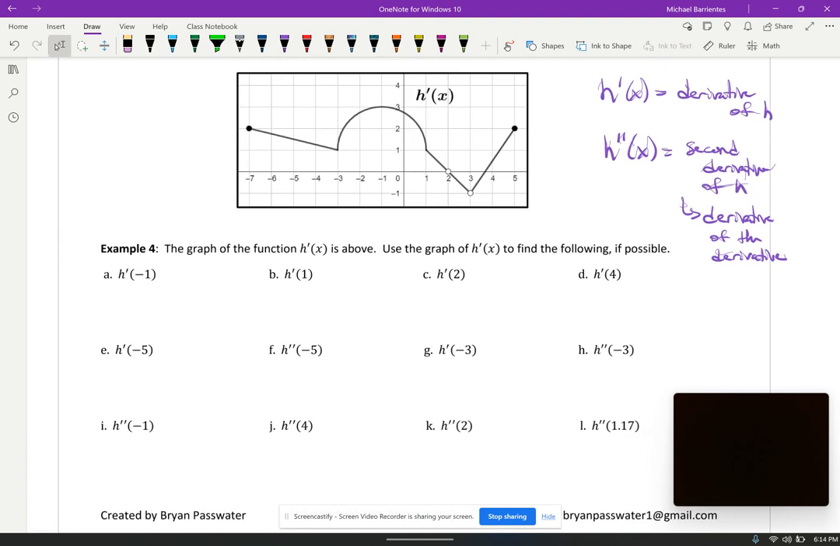All right, there's something else we need to watch out for. They give us the graph of the function h prime. So this is the graph of h prime.